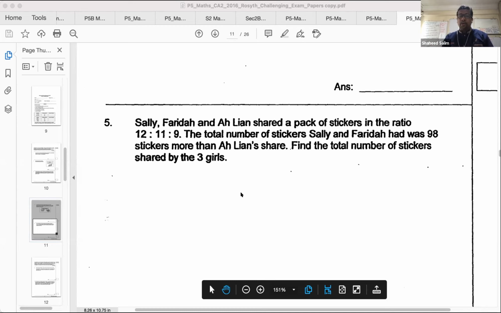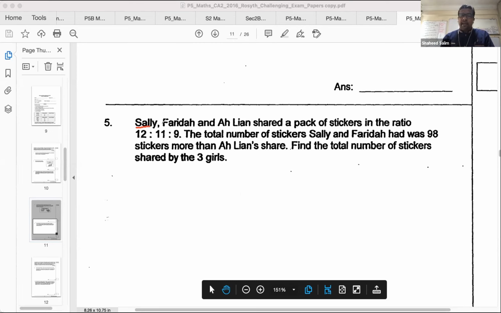Come, ratio. Ratio was tested last semester. Huh? Last semester. Can do or not? Putra, you know how to do it, Putra? Putra, you doing Putra? Okay, no problem. Not sure. Okay, come. So you read. Okay, we read the question together first. First, must understand the question.